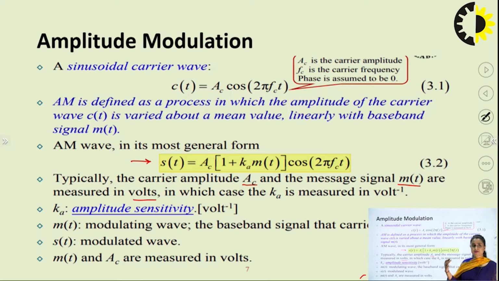We are going through what we have studied so far about amplitude modulation, because in this lecture we'll specifically be talking about how to generate amplitude modulation. So before that we go through what we have studied so far. Here ka is called the amplitude sensitivity, whose units are per volt. m(t) is the modulating wave, the baseband signal that carries the message. s(t) represents the modulated waveform. Here m(t) and Ac are measured in volts, because the message signal we always take as a voltage signal.